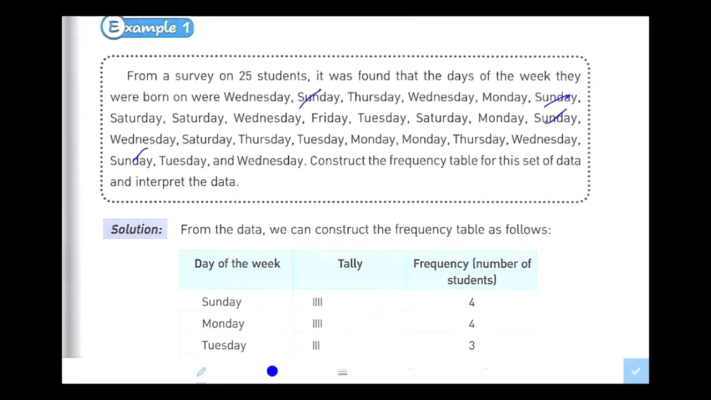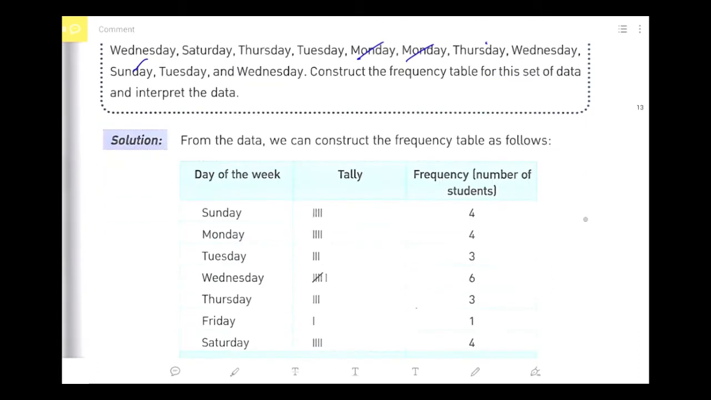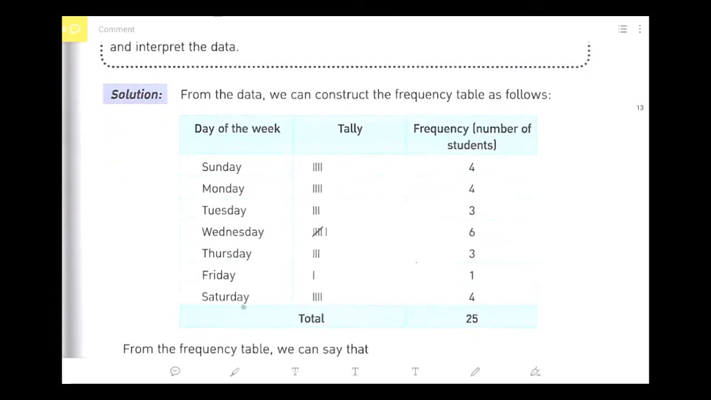Next one, Monday. Okay, so we want to count the number of students who were born on Monday. So you go back and find Monday, right? Monday 1, Monday 2, Monday 3, Monday 4, and then you have a sum of 4. You see the pattern, right? And then you just have to go for all the days in the week.